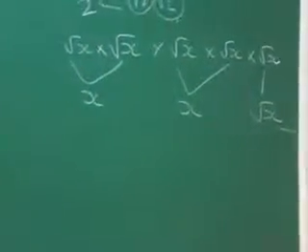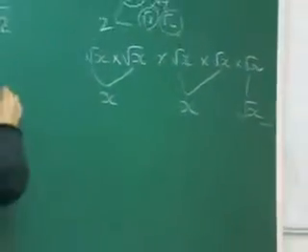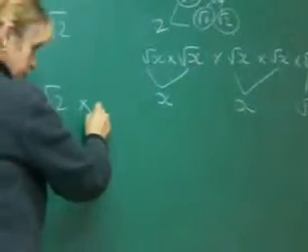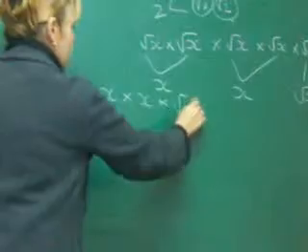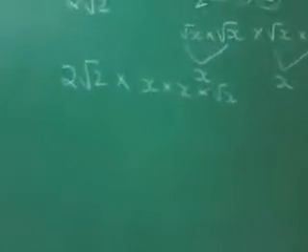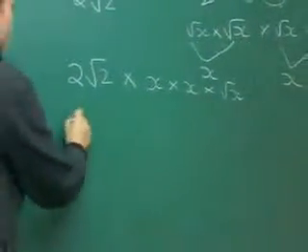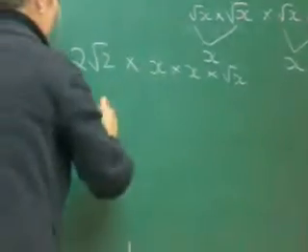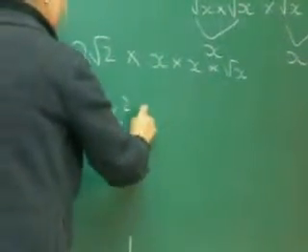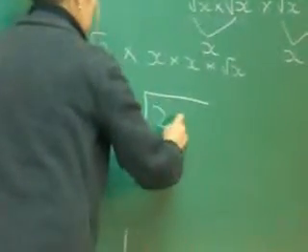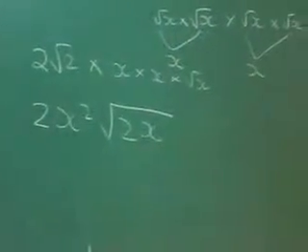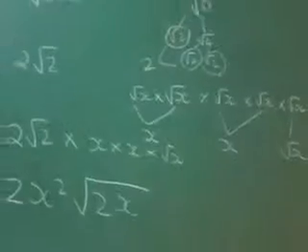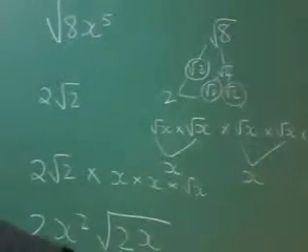So if we write this, we'd say 2 root 2 times x times x times root x. And if we put them all together, this becomes 2 x squared times the root of 2x. And that is the answer. That is simplified. That is a simpler way in which we write it.